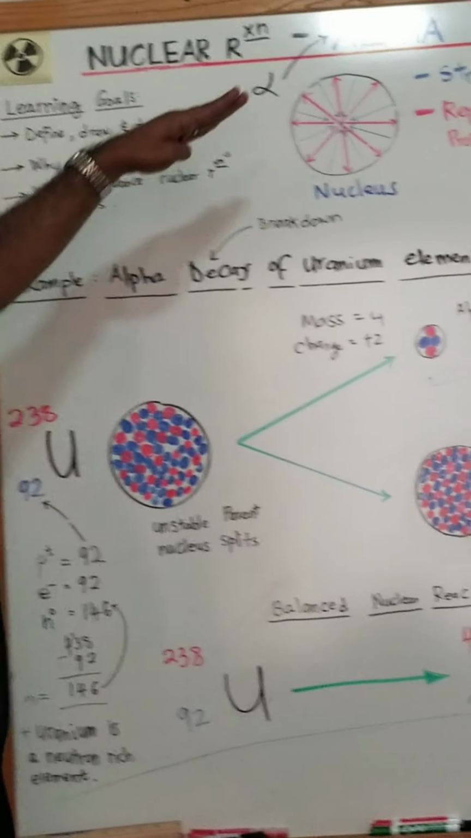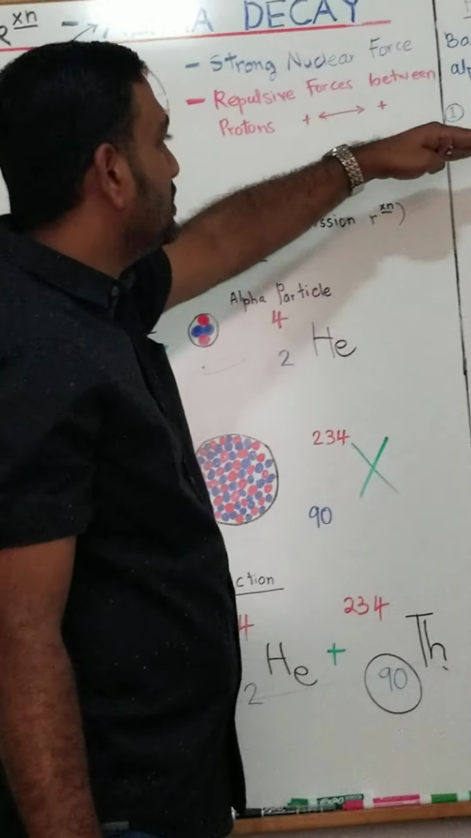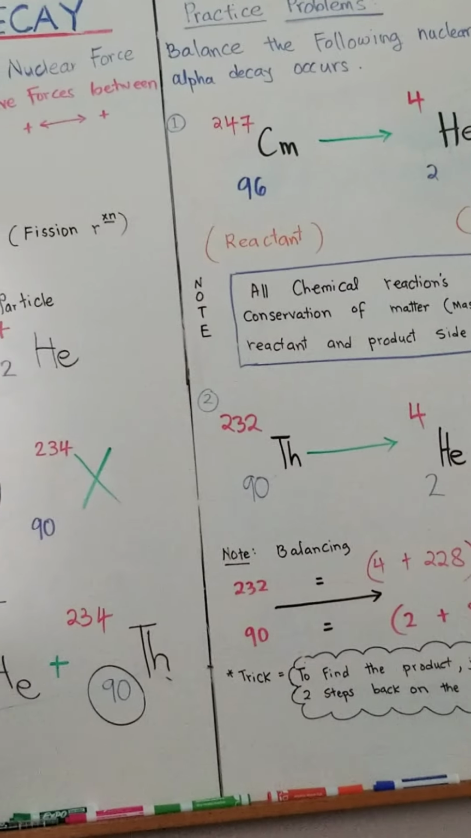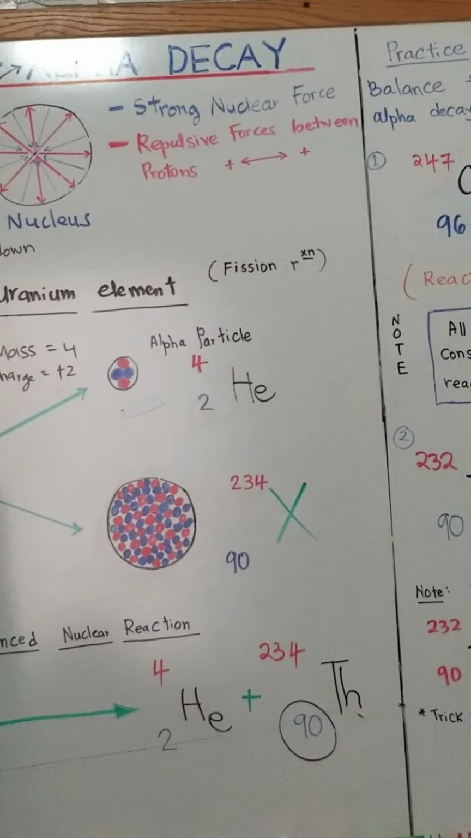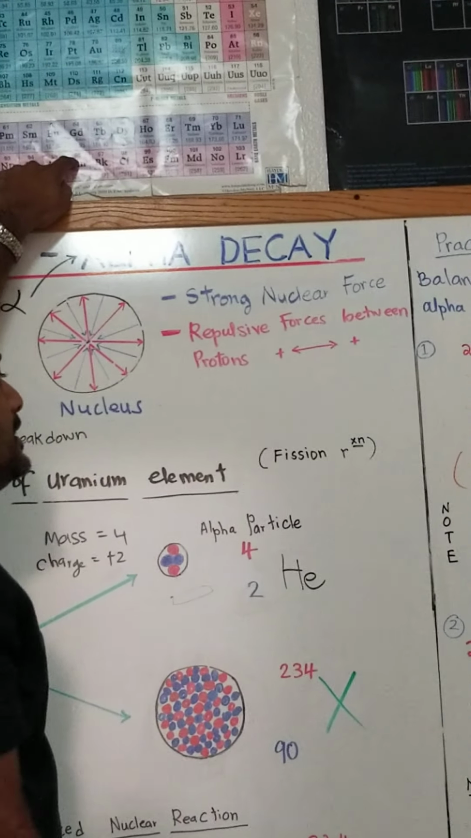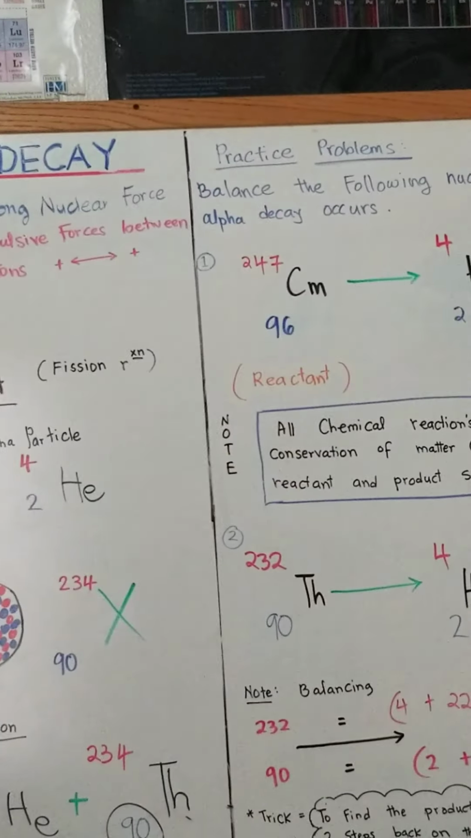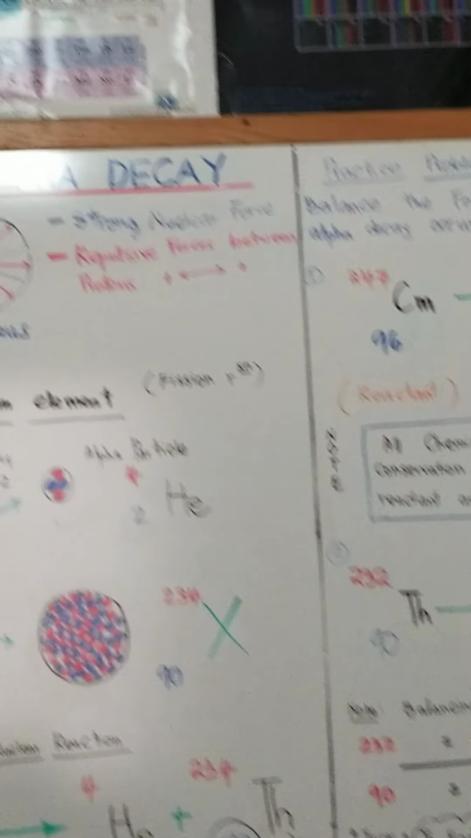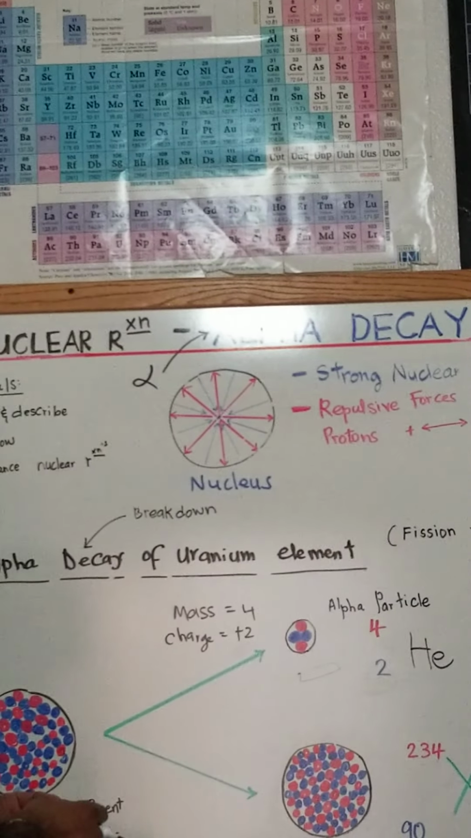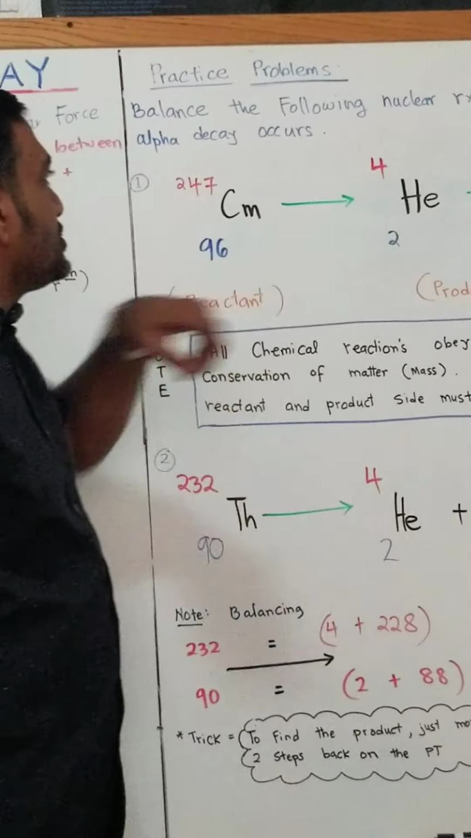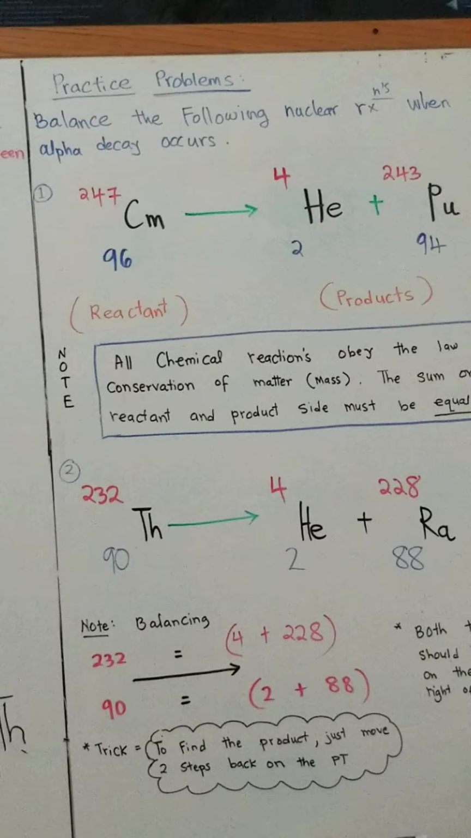Now let's look at some of the practice problems. I have curium on the left hand side. Element curium on the periodic table has a spot of 96. It has 96 protons, and as we look on the periodic table, it has a mass of 247. It undergoes an alpha decay reaction.